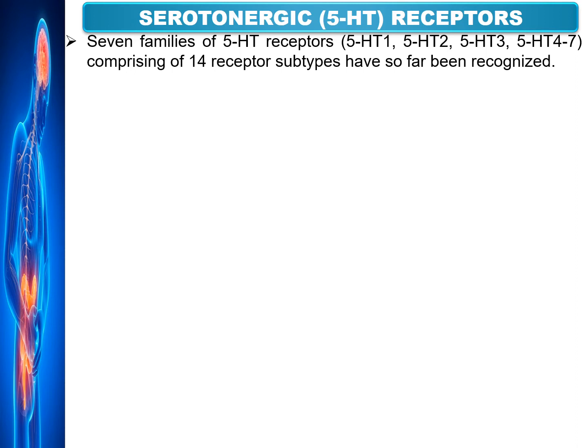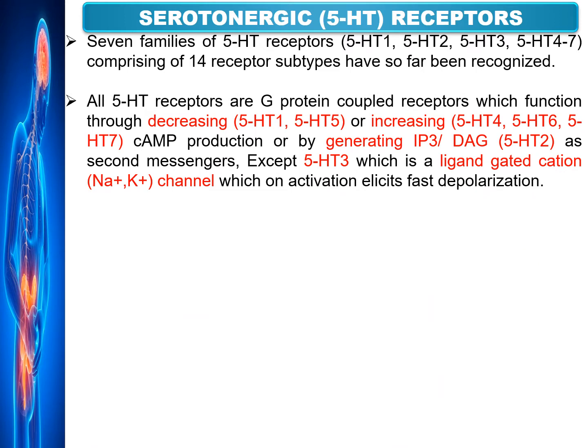All the 5-hydroxytryptamine receptors are G protein coupled receptors, which function either through decreasing, they are the 5-HT1 and the 5-HT5, or increasing, they are the 5-HT4, 5-HT6 and the 5-HT7, the cAMP production, or by generating the inositol triphosphate and diacylglycerol, that is the 5-HT2 receptor, as the secondary messengers, except the 5-HT3 receptor, which is a ligand-gated cation sodium potassium channel, which on activation elicits the faster depolarization.